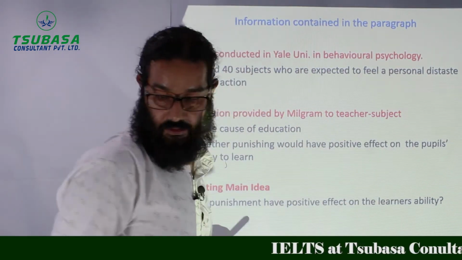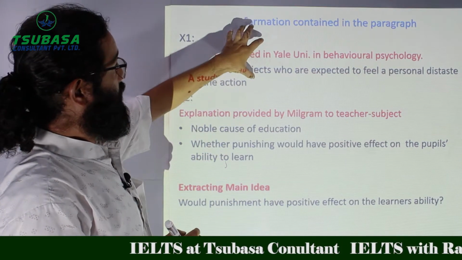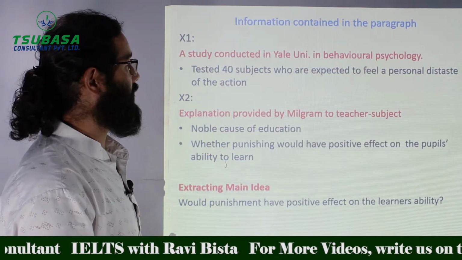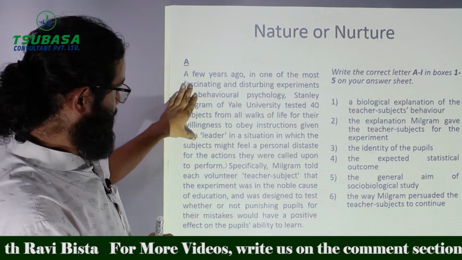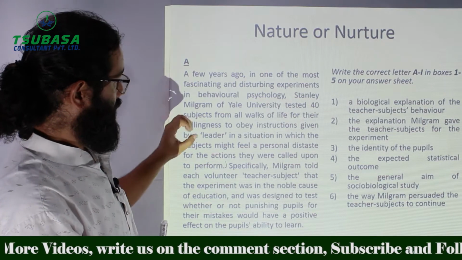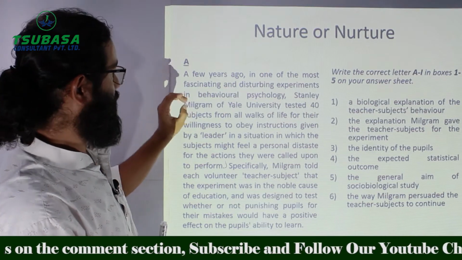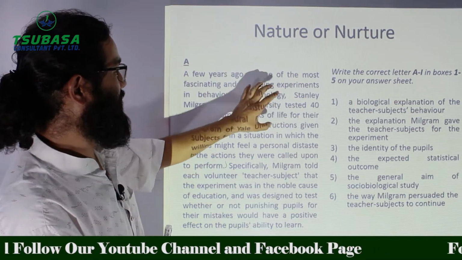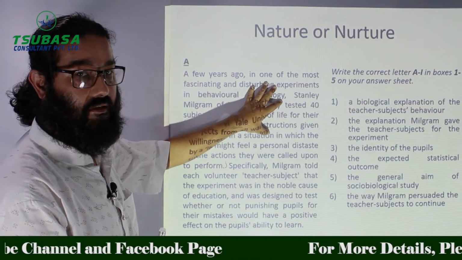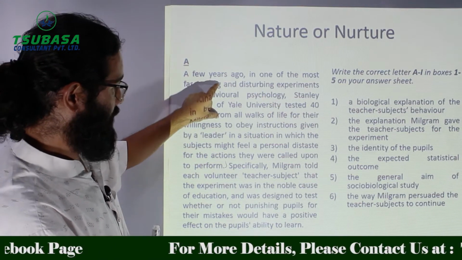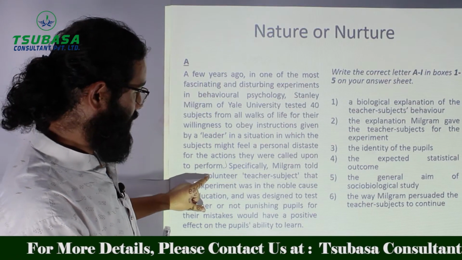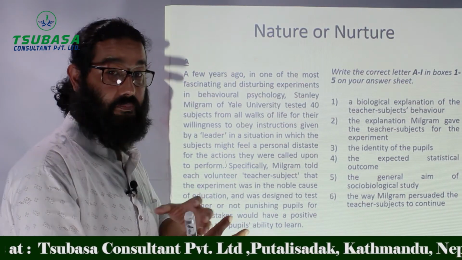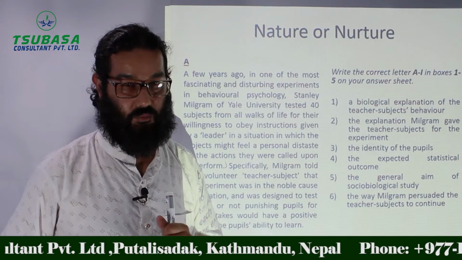Now, if you have gone through the passage earlier, once again I would like to rewind the passage. So if you see here, what do you see? It begins with, it's actually the experiment conducted by Milgram in Yale University. That's one part of the information. And the other information is the explanation that Milgram told the teacher subjects about the purpose of the experiment. Okay, again, let's go to the next one.